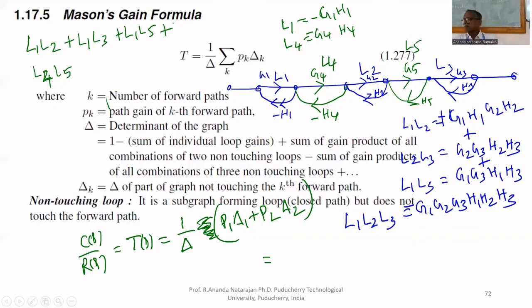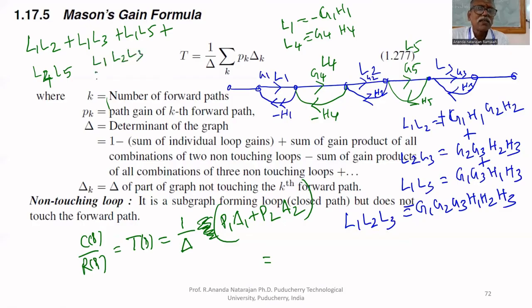How many three non-touching loops are there? L1, L2, L3. Any other thing? L4, L5, if you take, you cannot find one more. Then only three non-touching loops, only one: L1, L2, L3. That's all. For that, you have to take all the possible combinations.